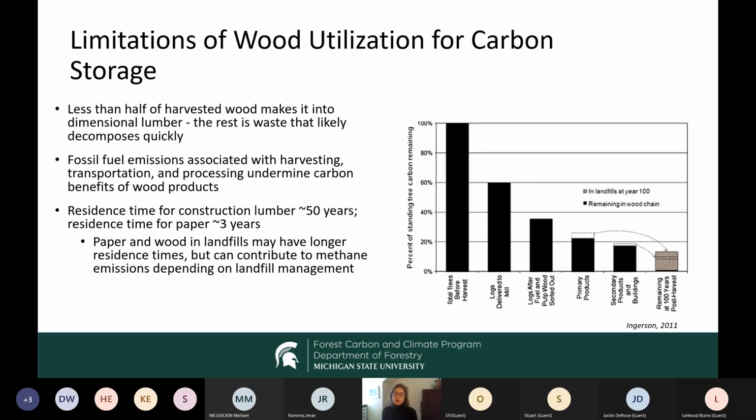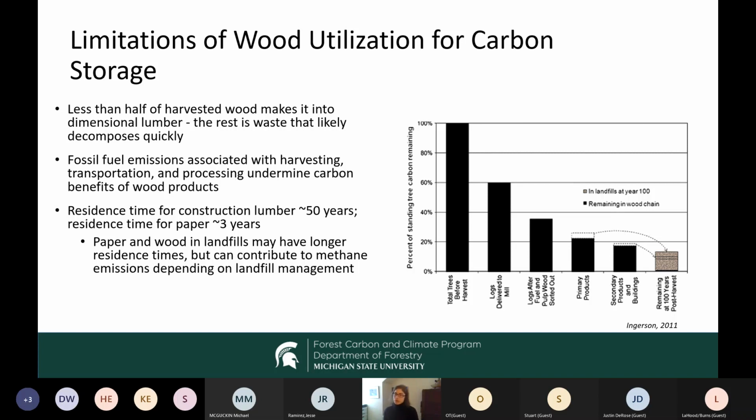Limitations of wood utilization for carbon storage are worth mentioning also. This is lest we come away saying, you cut down wood, it ends up in a wood product, this assumption that everything is being used, perfect wood utilization. This is an important thing to talk about, both because we don't want to overemphasize the role that harvested wood products can play, and also want to recognize the opportunities for improvement, right? So here, a couple things to note: less than half of the wood harvested actually makes it into dimensional lumber.